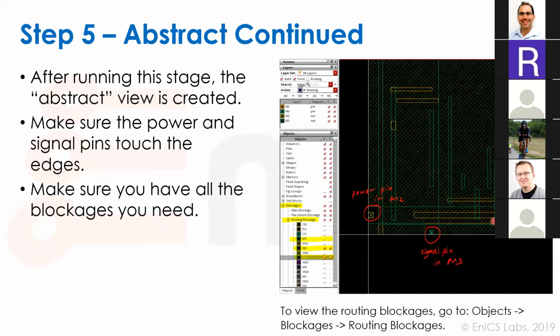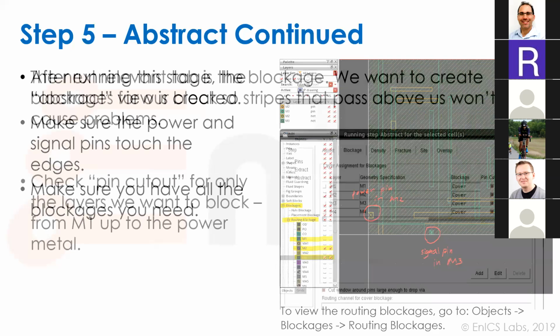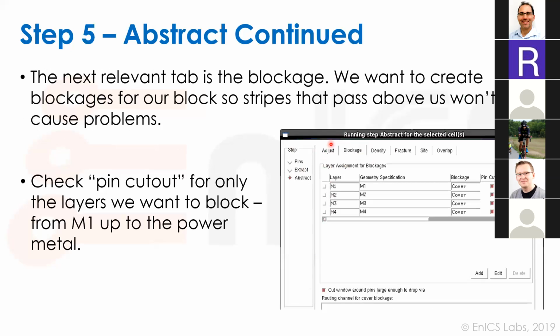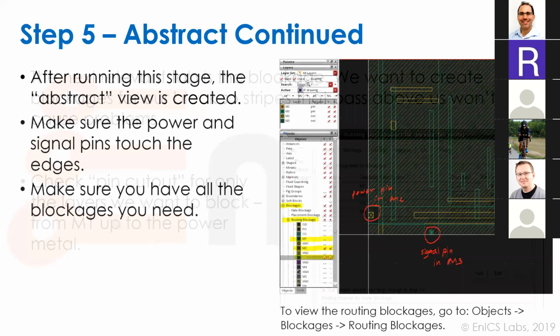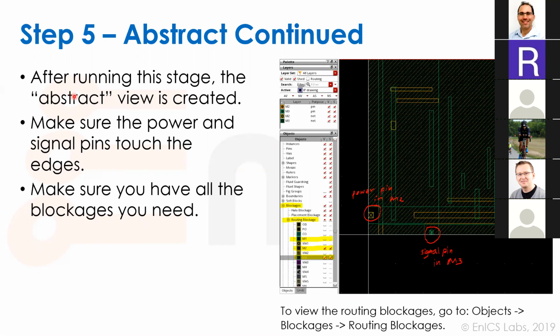And these are the only things that are important for the abstract, just the first two tabs. And once again, we have a view that's created, which is called just abstract, and we have to open it and make sure that everything looks like it's supposed to. We can also check that the routing blockages are created, and all the pins, of course, the power pin and signal pin, that everything looks fine before we create the final LEF.